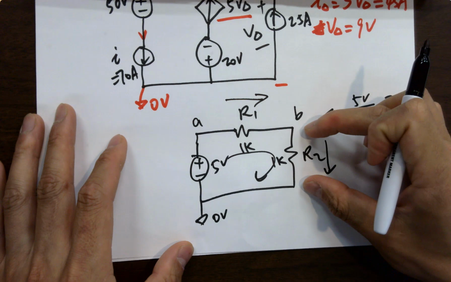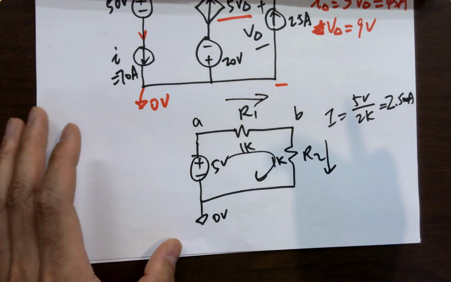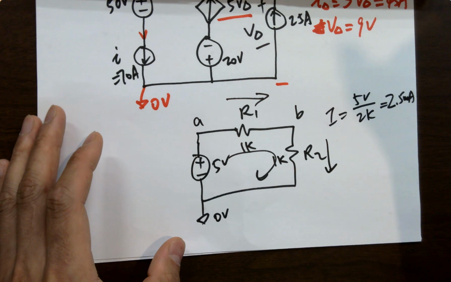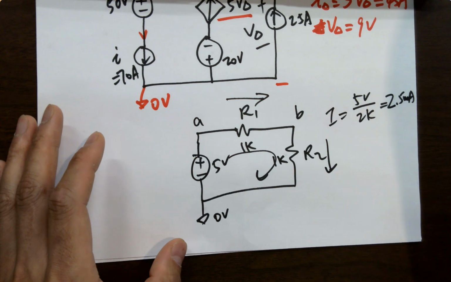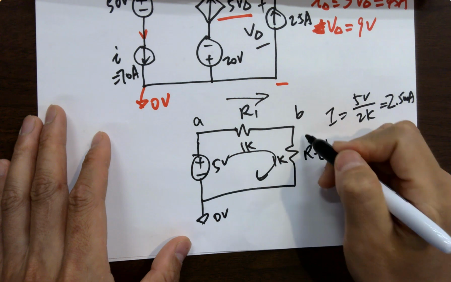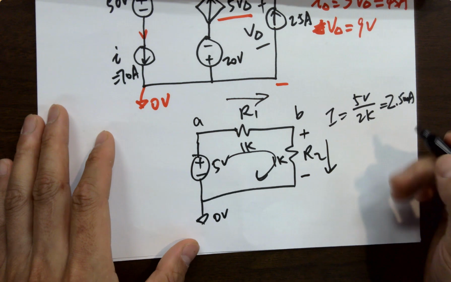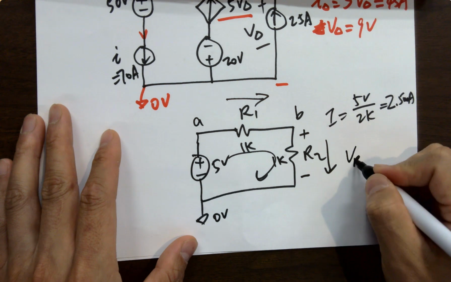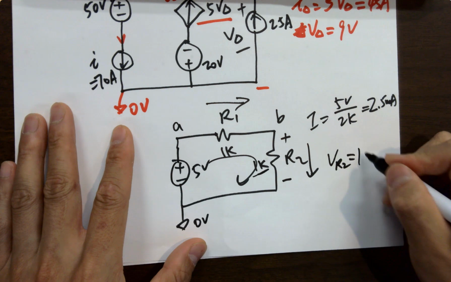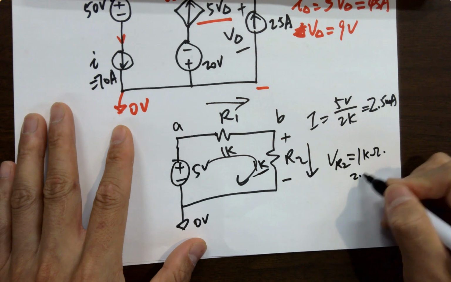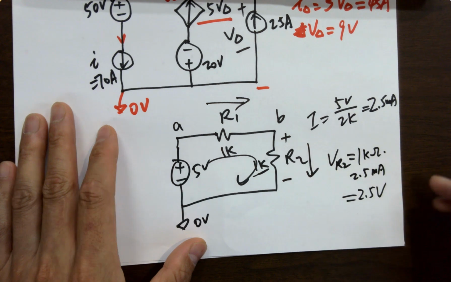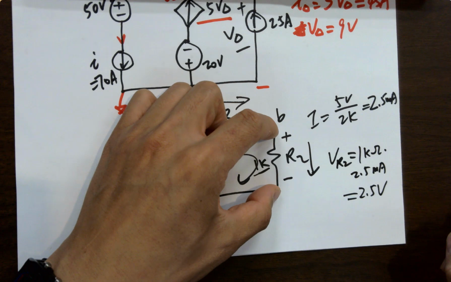If you know the current, like I said, use Ohm's law. So what is Ohm's law? When a current flows through a resistor, you get a voltage drop. Now we have a current going through that resistor, and it generates a voltage drop across it, which is VR2, what? 1K ohm times 2.5 milliamps, which is 2.5 volts. So I know the voltage across it is 2.5 volts.